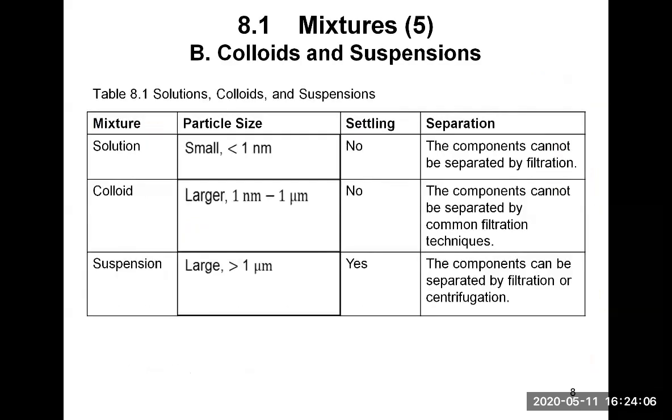So this table summarizes the different types of mixture. Solutions are homogeneous mixtures with very small particles, less than 1 nanometer in size. There is no settling when you have a solution, and they are transparent, and their components cannot be separated by filtration. Not all solutions are liquid, and therefore a non-liquid solution would not necessarily be transparent.